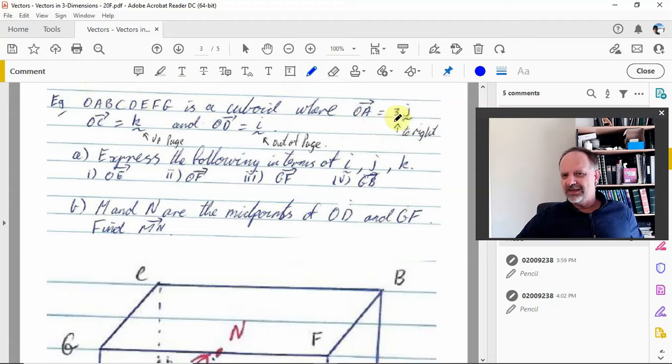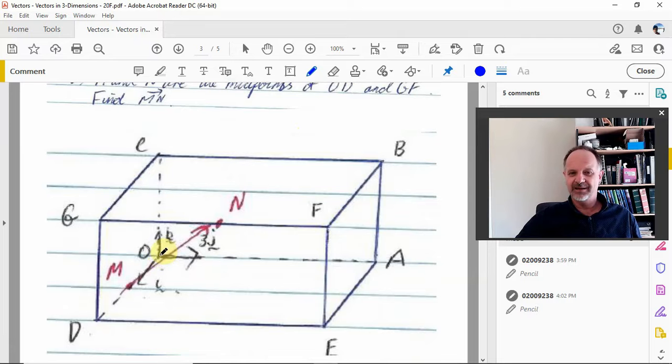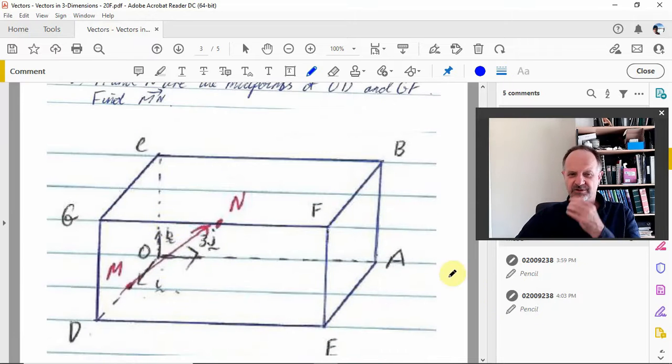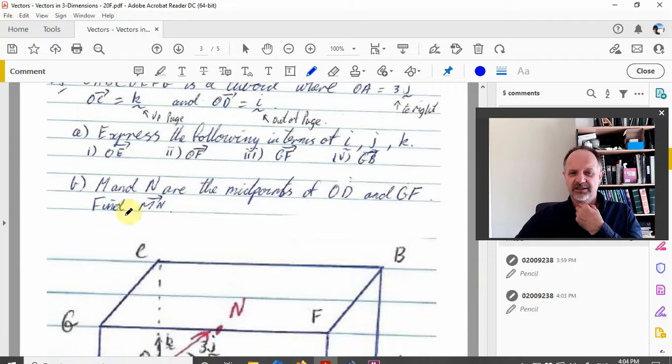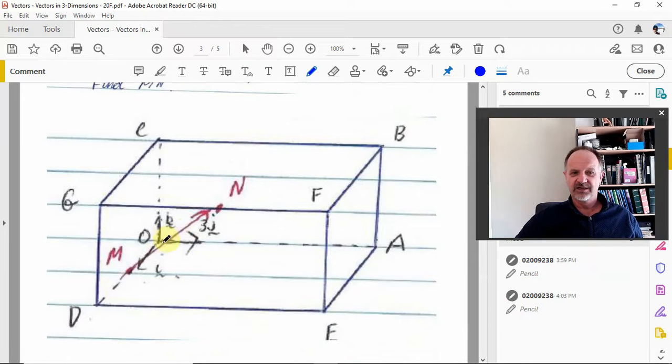All right, and we're given OA is 3j. So OA points to the right. OC is k, so that means that's up the page. And OD is equal to i, which means that's out of the page. So when I have drawn this, that's why I've put O at the back here, because OA has to point to the right. So O's got to be over the left to point to the right. OC points up the page, so it's got to go up. And then OD is i, which therefore has got to be out of the page. So then that puts the O down here, A across here, C up there, D out here, and then I've just filled in. So B over there, and then D, E, F, G.